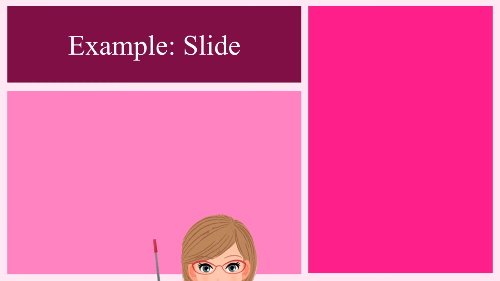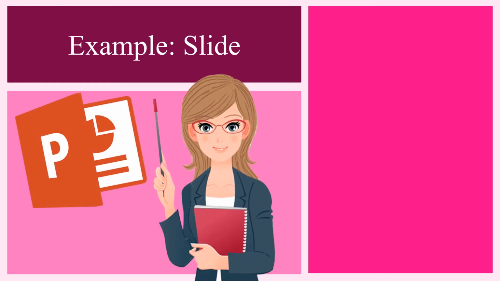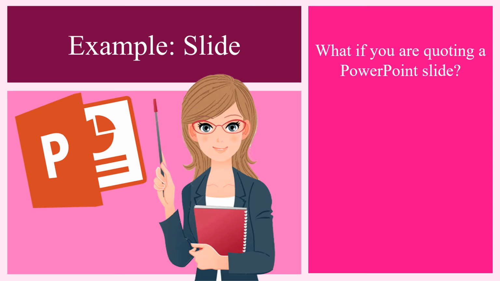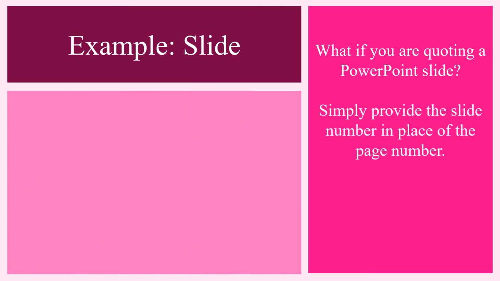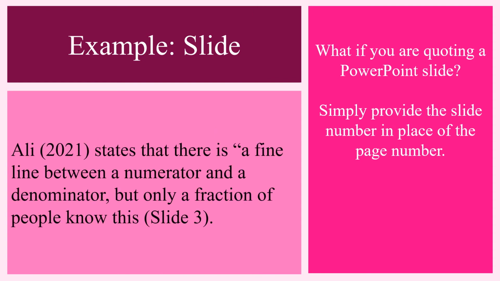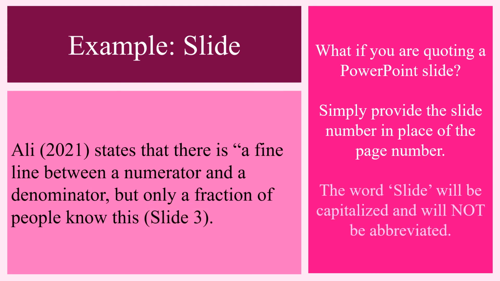Students often rely on their instructor's PowerPoint slides for information when writing a paper. This technically requires a citation. But what if you're quoting a slide? In this case, we will simply provide the slide number in place of a page number. Here we have Ali (2021) states that there is "a fine line between a numerator and a denominator, but only a fraction of people know this" (Slide 3). Keep in mind, the word Slide, like Table or Chapter, will be capitalized and will not be abbreviated.